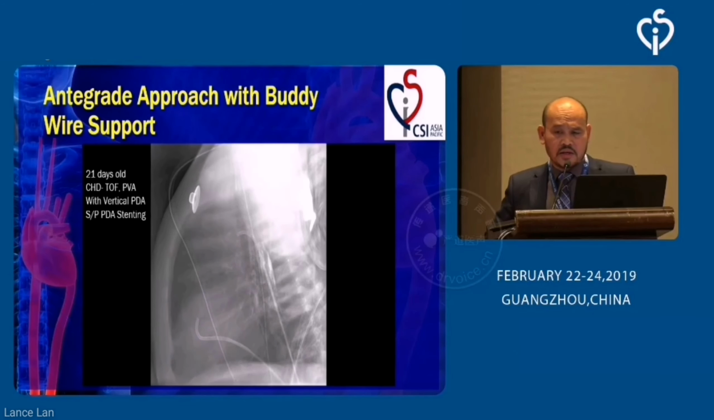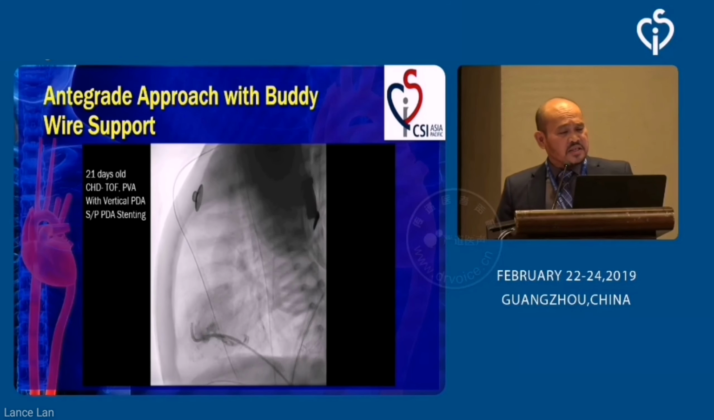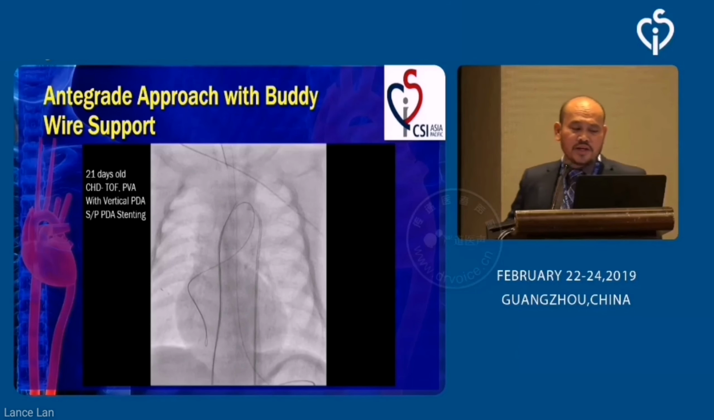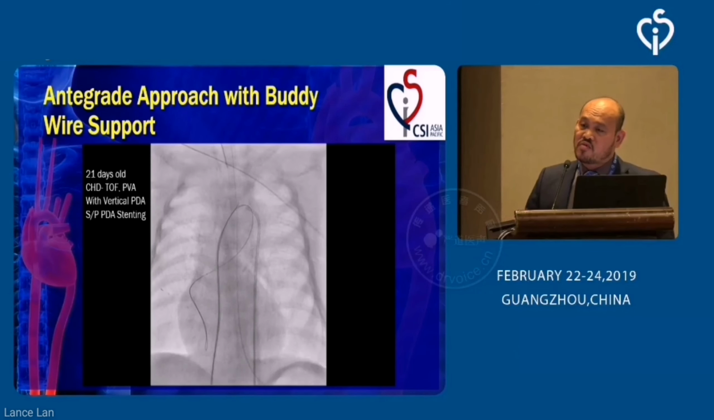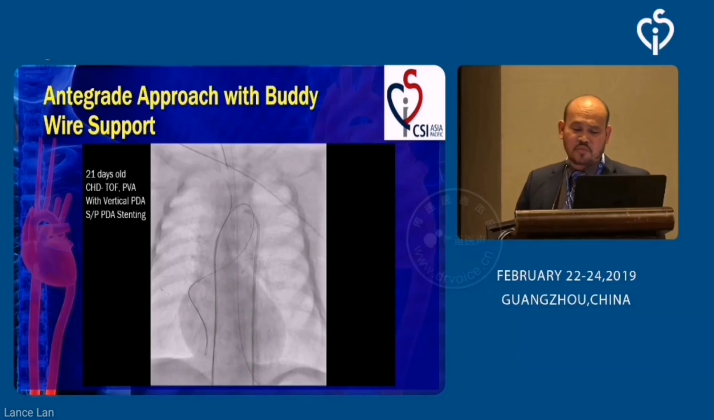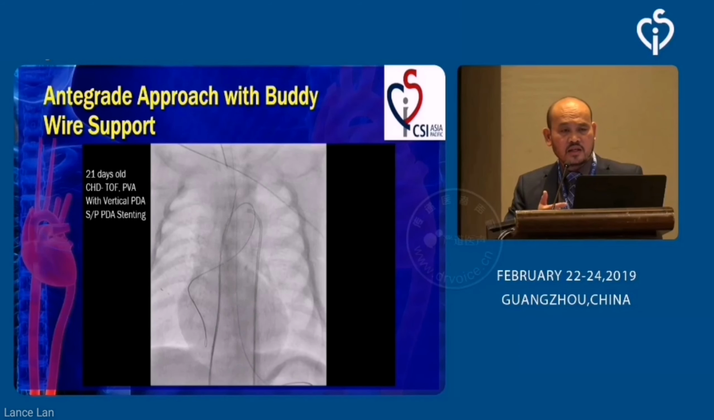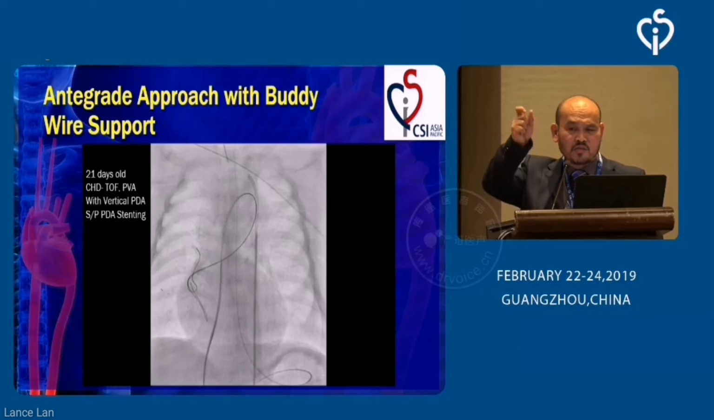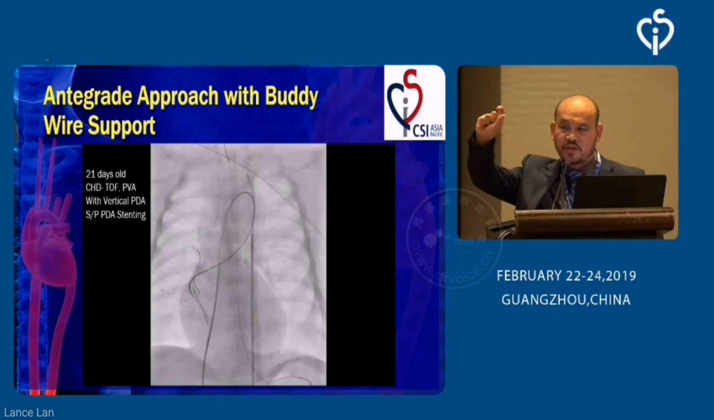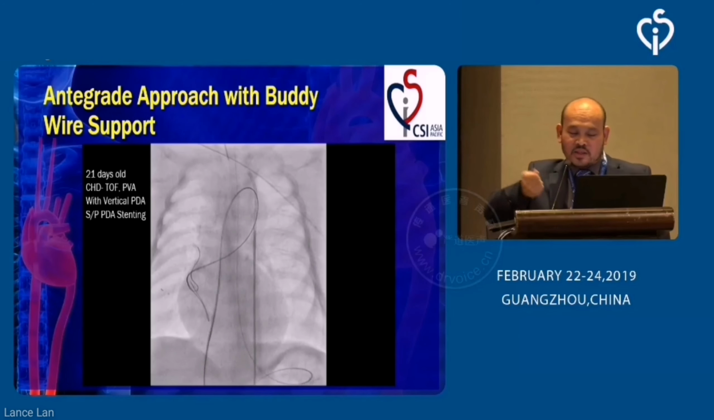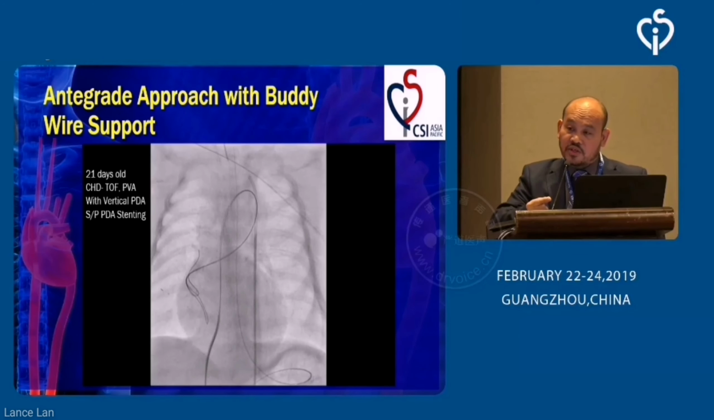Now, this is the last case. Actually, I did this case 2 days ago, Wednesday. So, antegrade approach with buddy wire support. A 21 days old patient, tough atresia with vertical PDA. But during our injection at the aortic side, it's not just vertical, it's almost 120-degree tortuosity going to the left side, then going to the right side with a constriction.